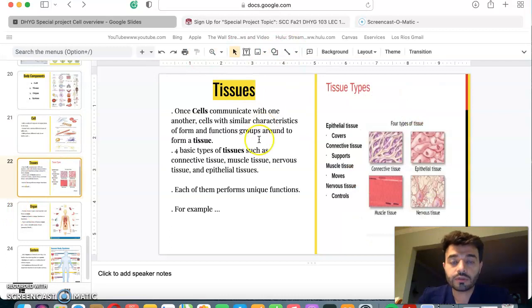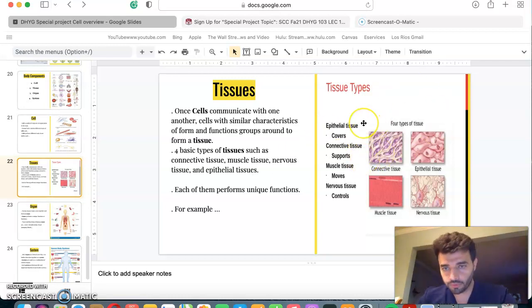Next, tissues. Once cells communicate with one another and are similar in characteristic and formation, those cells gather around and form tissues. There are four basic tissues in our body: connective tissue, muscle tissue, epithelial tissue, and nervous tissue. If you check on the right side of the slide, I will go through some of the information in short, like the function, as each tissue has its own unique function or functions.